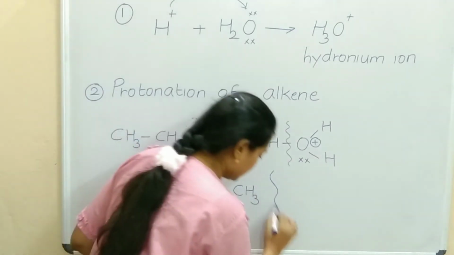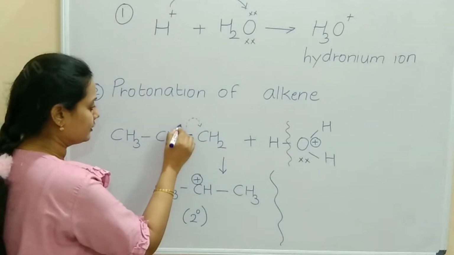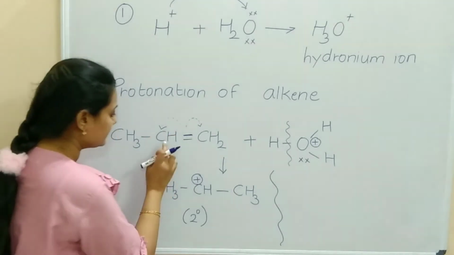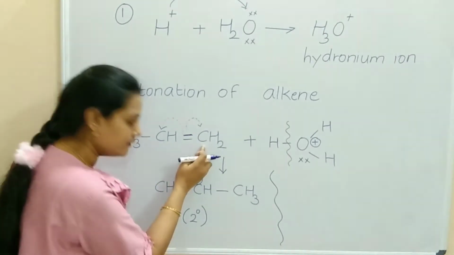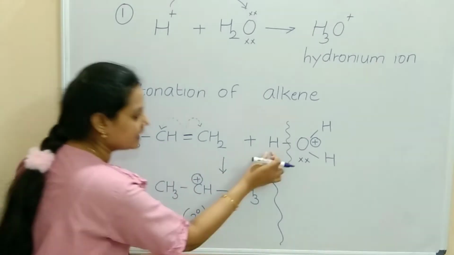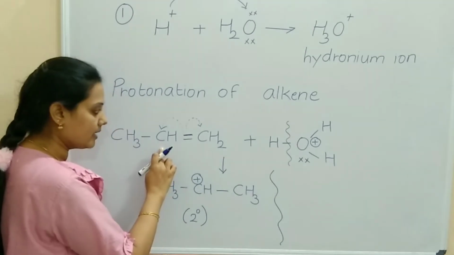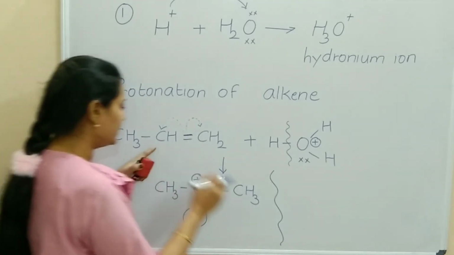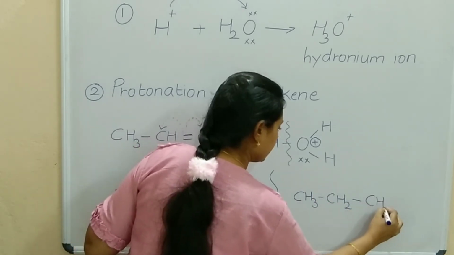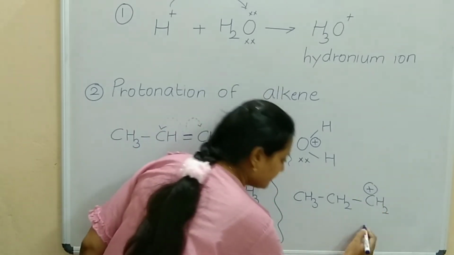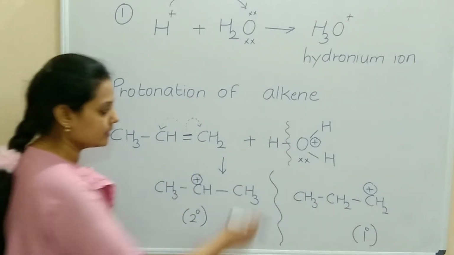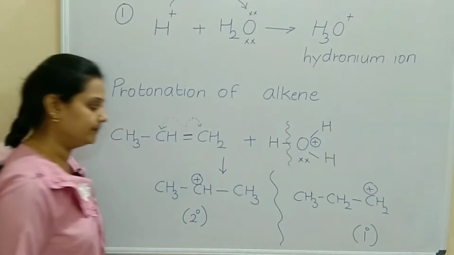Now suppose the pi electron shifts towards the left. Electrons are shifting towards the left, that means this carbon will become negative, this carbon will become positive. Right. So if this is becoming negative, the hydrogen will attach to that carbon. Correct. So what will be the compound formed here? CH3, CH2, single bond CH2. So this carbon is positive and it is a primary carbocation. And water will be the byproduct because this bond is broken, H2O is formed.